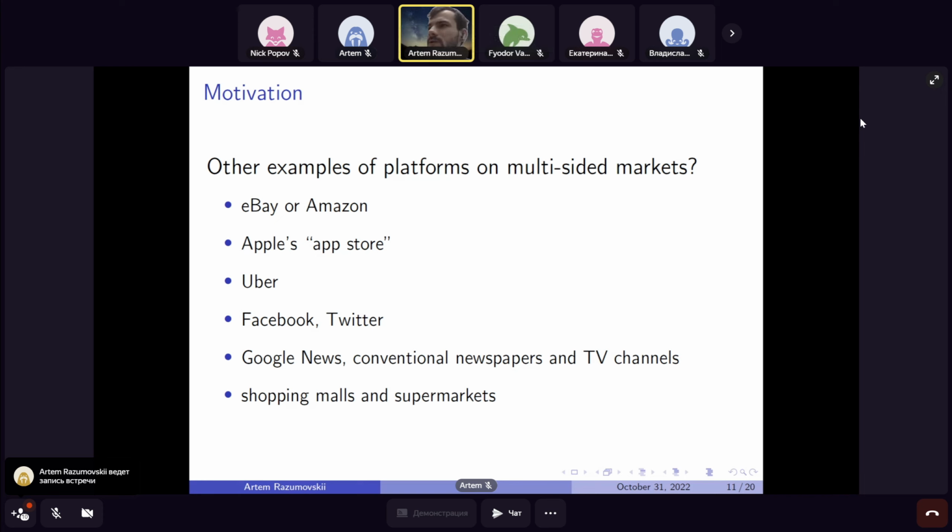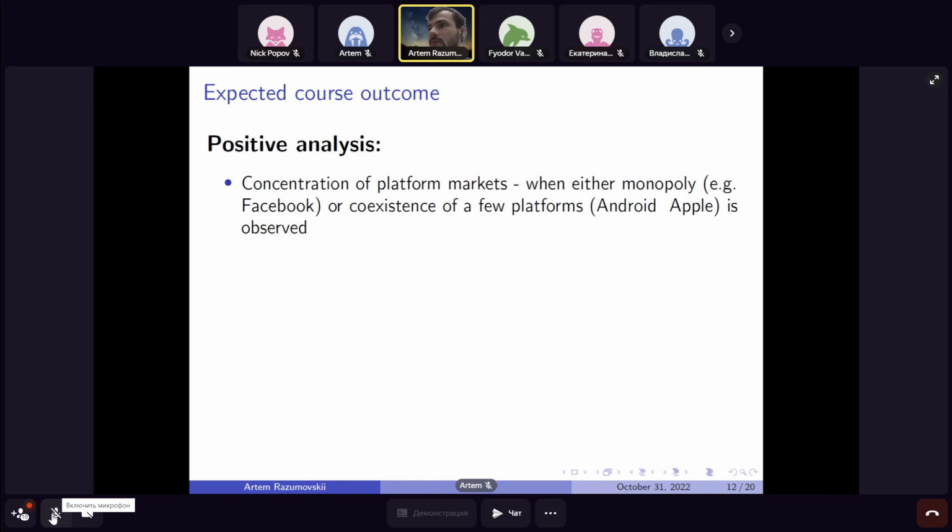Well, so we will start on some examples of platforms. If I remember, you named Facebook, Taxi, and some shops. We discussed these examples last week. So then let's move to what we're supposed to learn during the course.